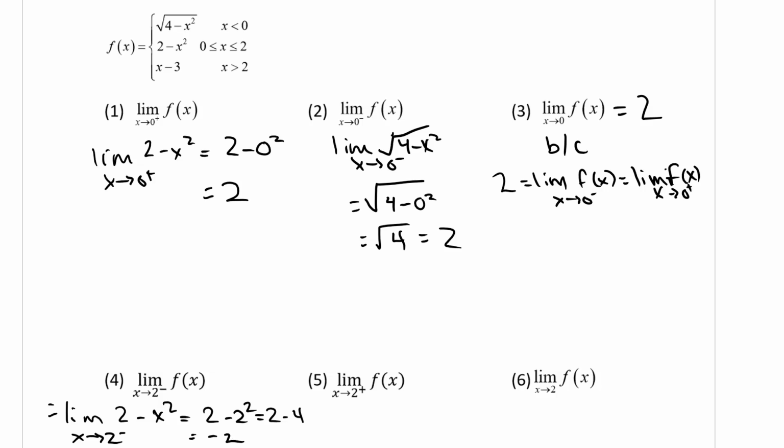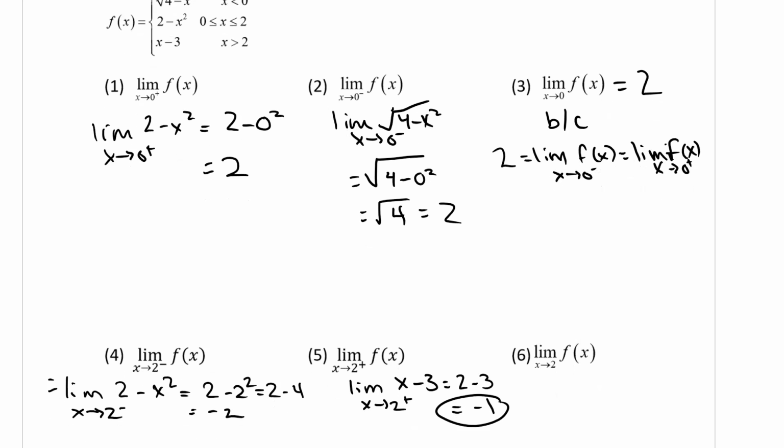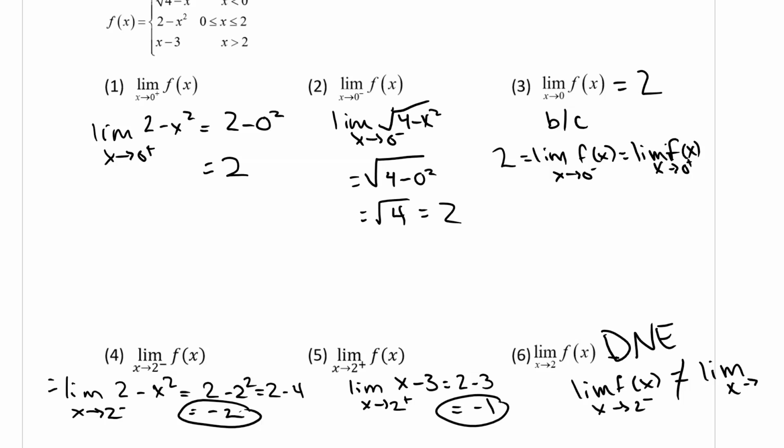or negative 2. Then for the right-hand side, we're going to be using the other function, x minus 3. We got 2 minus 3, which gives us negative 1. And then we're looking at the limit overall, and since those two are not equal, we've got does not exist. And then of course we give our reason.